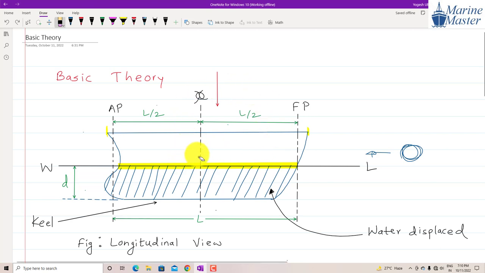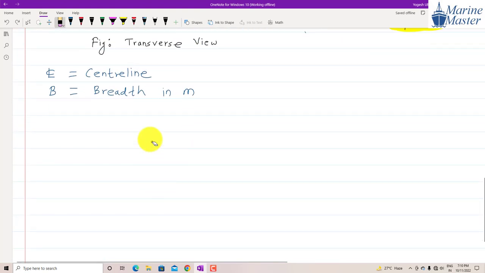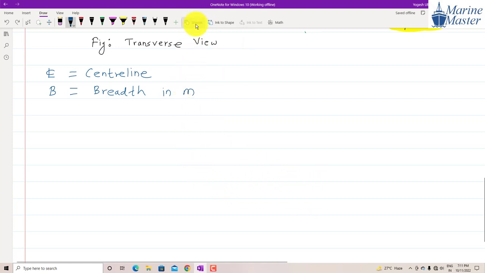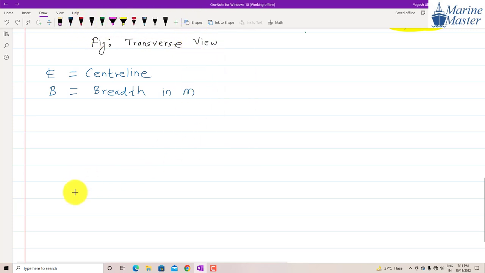So how to show that water plane in this view, guys? Very simple discussion. How to show the water plane from the top? Observe the scenario here. I am showing the water plane here. The speciality of the water plane is that it is symmetrical about the center line. So here I am showing the center line. This is our center line.